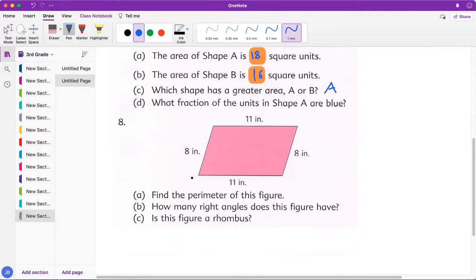So now number 8 says, find the perimeter of this figure. So we know the perimeter we can get by adding up all those sides.